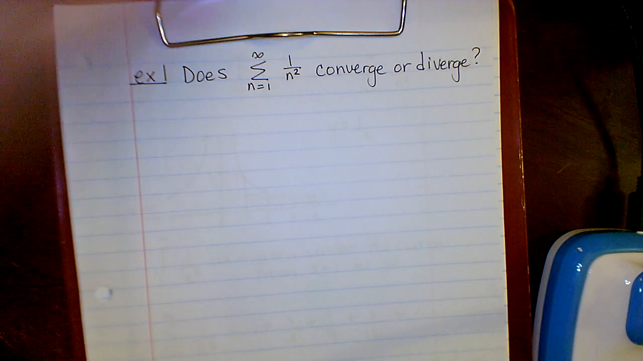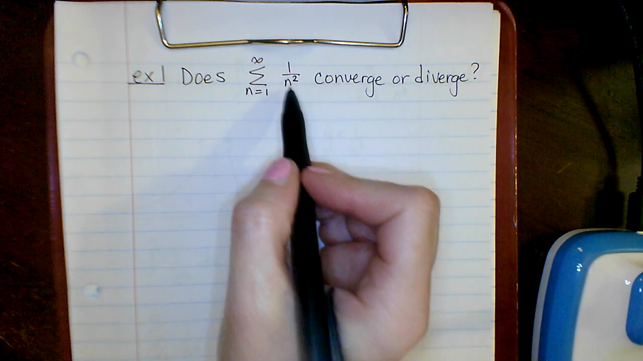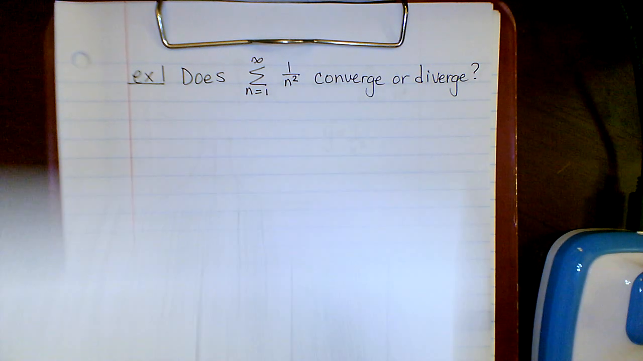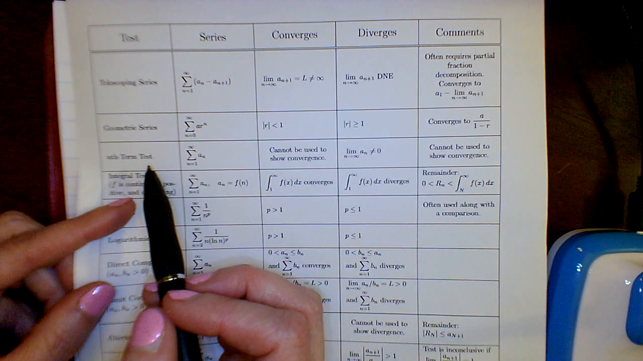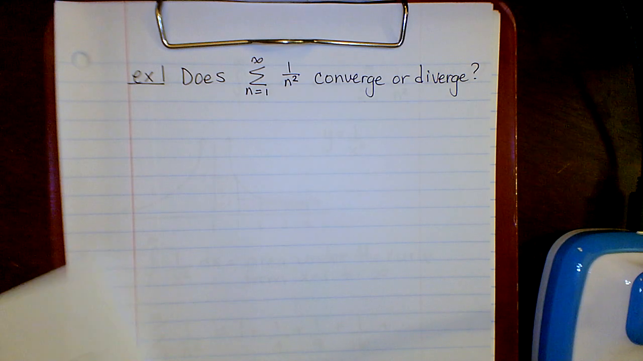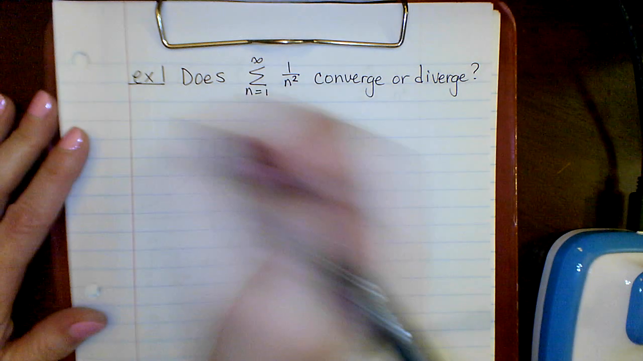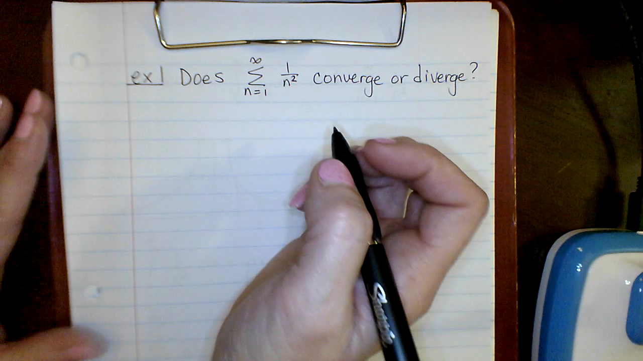So let's go to example 1. Does this series, 1 over n squared, converge or diverge? Okay, well, remember how I said that the nth term test is like your go-to test? You really should try it first before you try anything else. So I just want to show you that the nth term test is not going to work here. It's inconclusive.